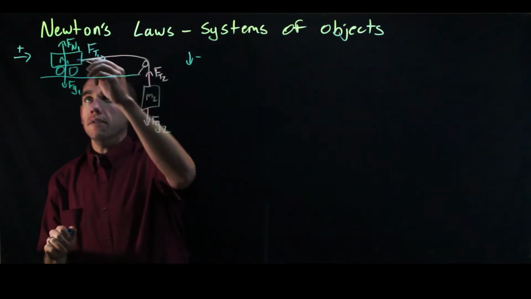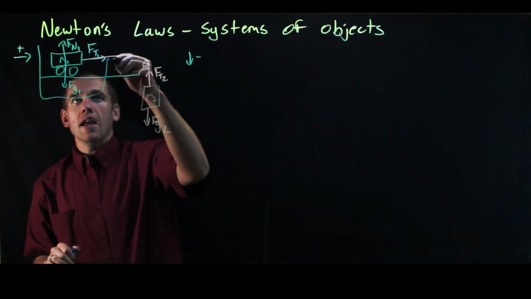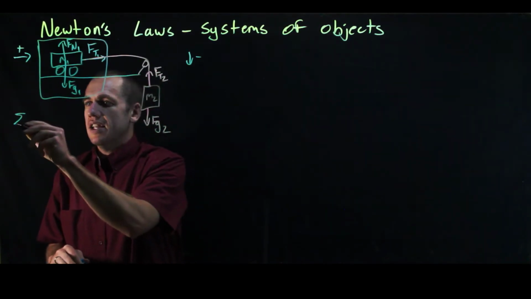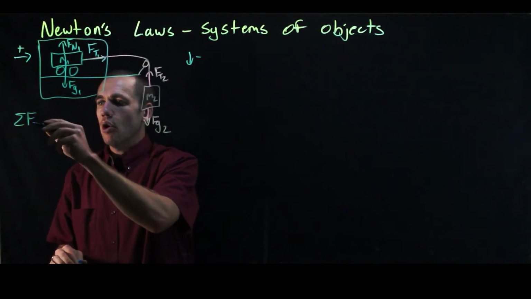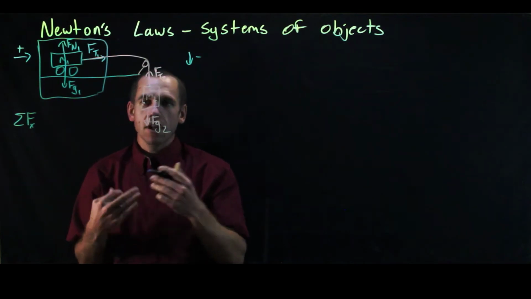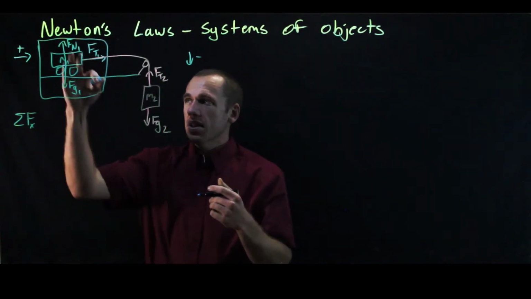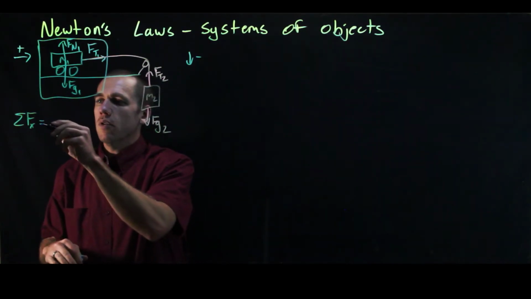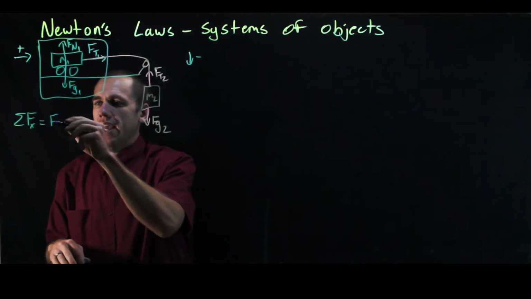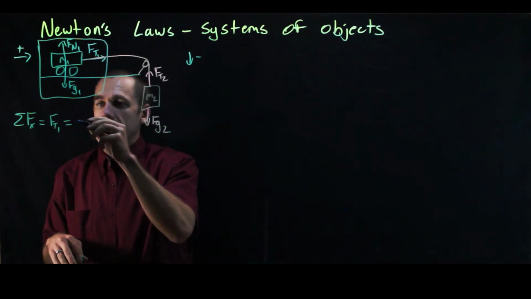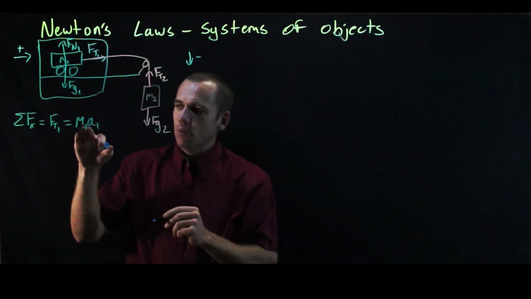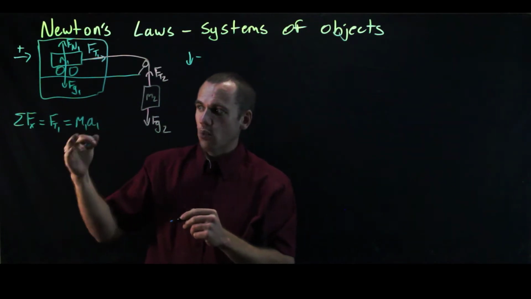So object 1 is this cart, and all I want to do is focus on the forces acting on that cart. Now I'm going to say net force, and I'm only going to pay attention to the x direction, x being horizontal, because the normal force and gravity are going to balance and cancel each other out. So the net force in the x direction is given by Ft1, and that's going to equal m1 times a1, where that's the mass of object 1 times the acceleration of object 1.